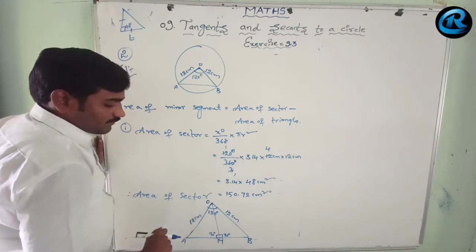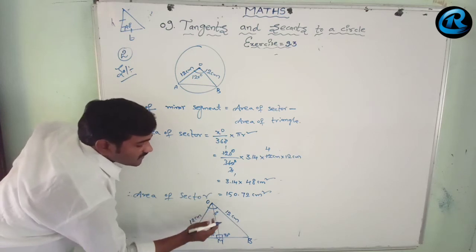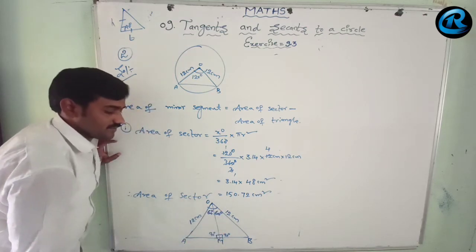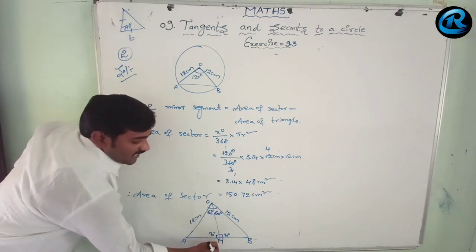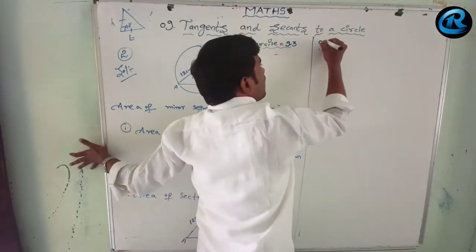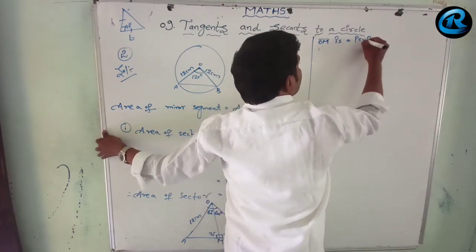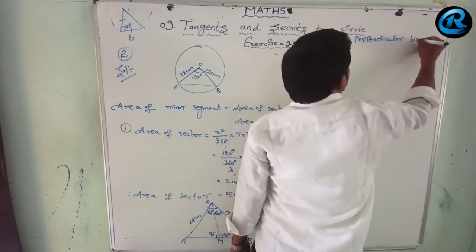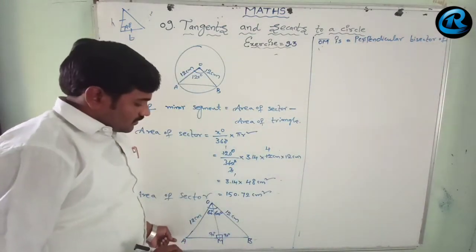So we can use this. See, this is a perpendicular bisector I have taken. So 120 degrees I will be dividing into 60 degrees and 60 degrees. This 120 degrees I have divided into two equal parts. OM is a perpendicular bisector of triangle ABC.